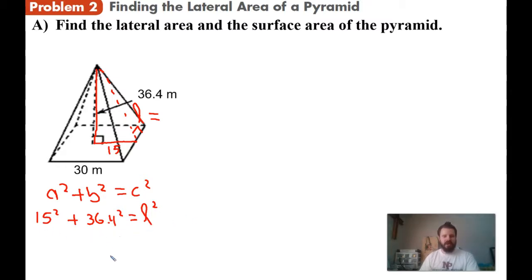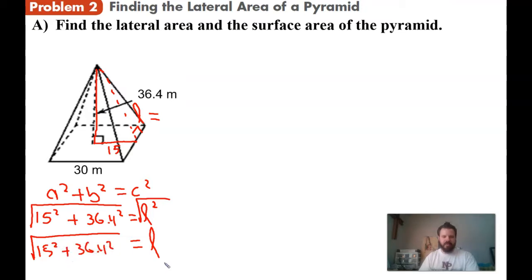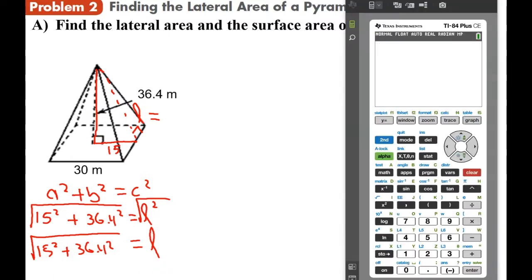Okay, now these are going to give me some ugly numbers to work with. So what I'm just going to do is I'm just going to square root both sides. And that's going to give me my slant height on the right. That's going to be equal to the square root of 15 squared plus 36.4 squared. And I'm just going to plug that into my calculator in one shot here. So calculator is pulled up. We'll go second square root, and then 15 squared plus 36.4 squared.